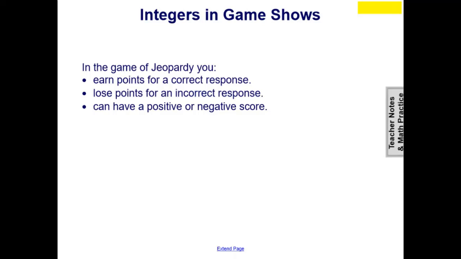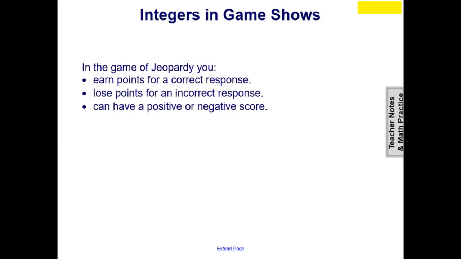Integers can often be found in game shows that we watch. In the game of Jeopardy, you can earn points for a correct response, lose points for an incorrect response, and can have a positive or negative score. Take a minute to try to come up with different contestants' gameplay scenarios, where they would earn a certain amount, lose a certain amount, and end up with a final score. Who would win if we compared it to someone else's? How would you reach that conclusion? And is there a way to be sure that you are right?